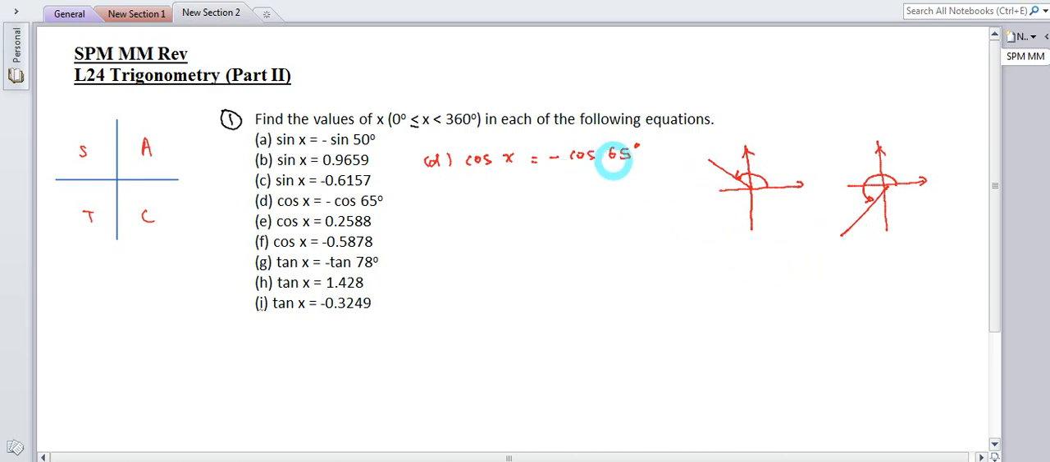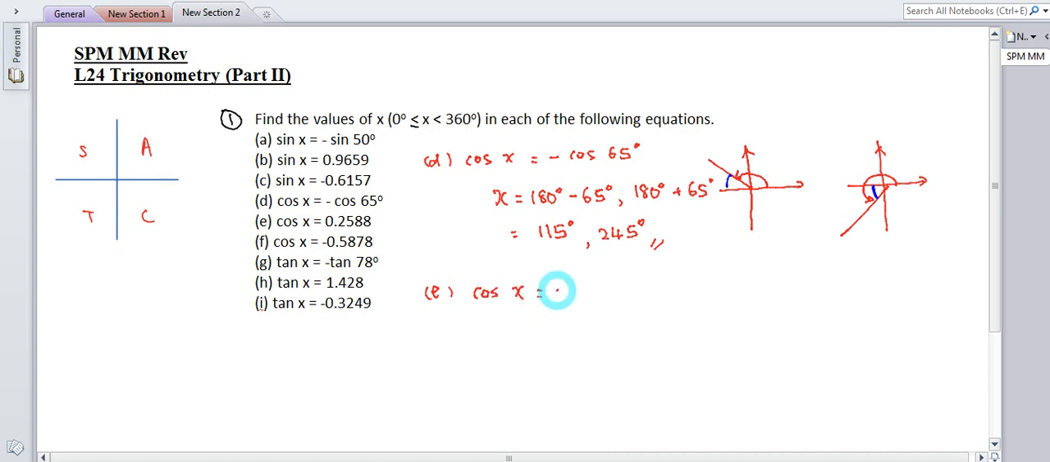Okay, so the given reference angle here, 65 degree, is actually here. 65 degree here. Now if you want to get the value of x, where is it? 180 minus 65 degree or 180 plus 65 degree. So this is 115 degree. This is 245 degree.